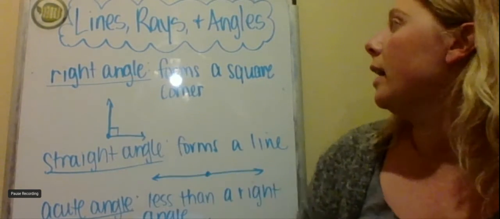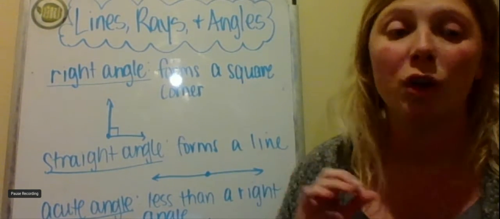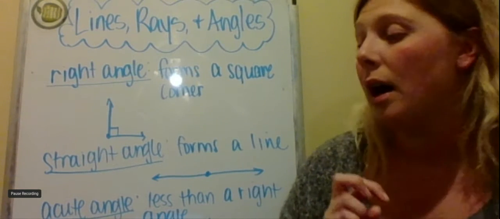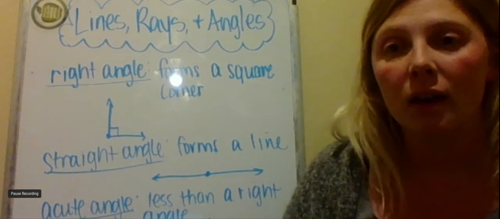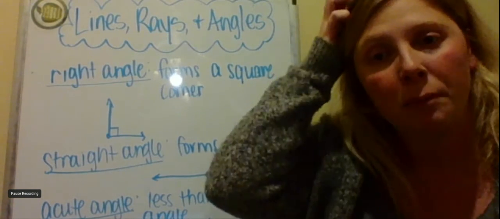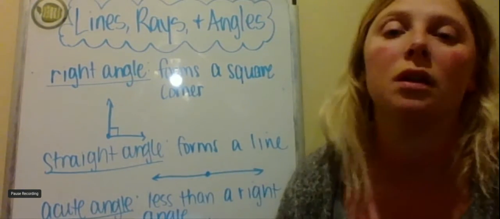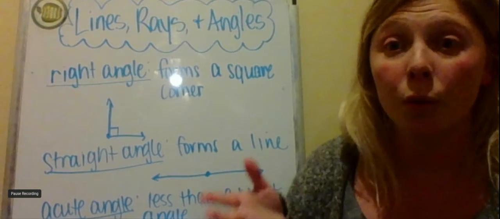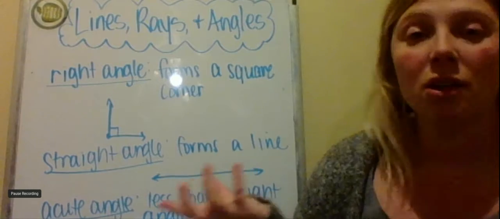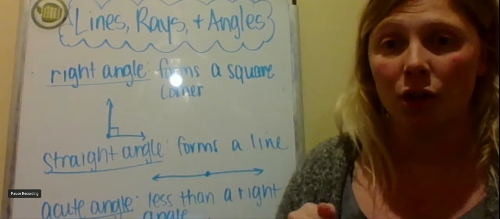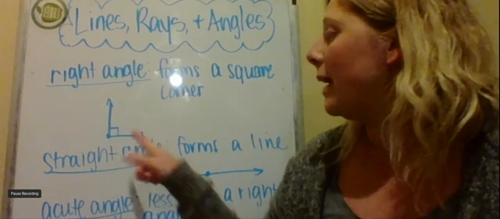A right angle forms a square corner. It forms 90 degrees. Remember when we were in school and I had those math puns up on the board? It said never argue with a 90-degree angle because it's always right. A 90-degree angle measures 90 degrees, a right angle. And it forms a little corner.